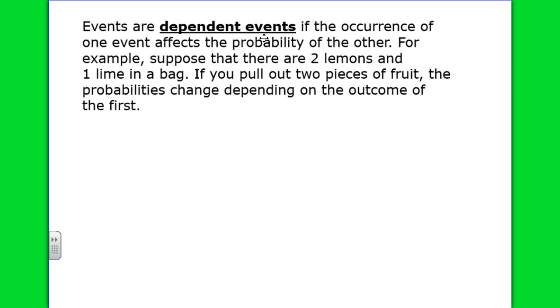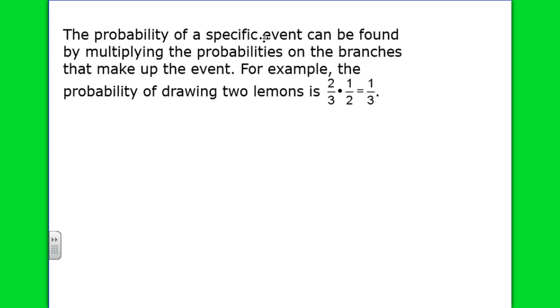If you pull out, the probabilities change. So the probability of drawing out 2 lemons, they're asking here, would be, well, the first time you reach your hand in, the probability is 2 out of 3. So you pull it out.